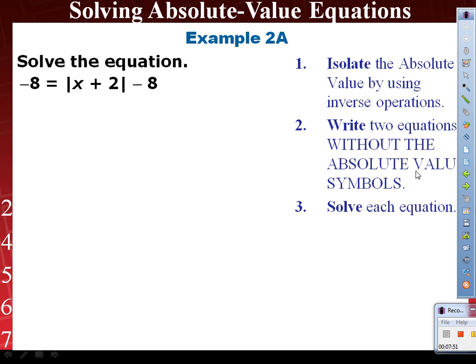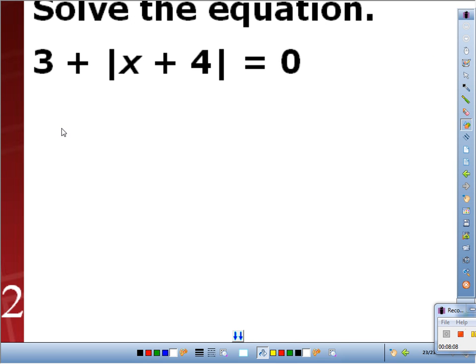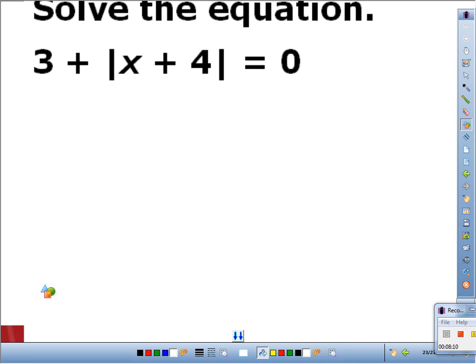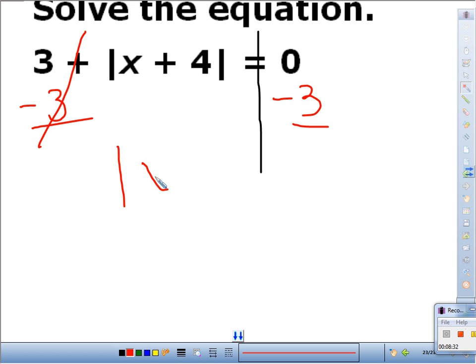Copy this one. Example 2B. And we're going to do this one together because it's also a special type of equation. Example 2B. Let's get started. Line down the equal sign. All right. Is the absolute value by itself? No. What's going on? They're adding 3. So what is the inverse? Subtract 3. Subtract 3. This cancels. We're left with absolute value x plus 4 equal to negative 3.